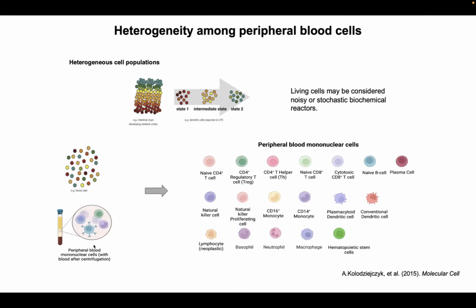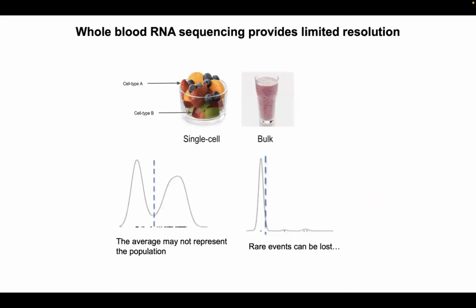Take the peripheral blood mononuclear cells, for example. Even though it is only 1% of the blood volume, it is considered to contain 20 or 30 more cell types, including CD4 T cell, CD8 T cell, B cell, NK cell, monocytes, dendritic cell, macrophage, and some very rare proportion of hematopoietic stem cell. So existing studies looking into blood RNA sequencing have been utilizing bulk RNA sequencing.